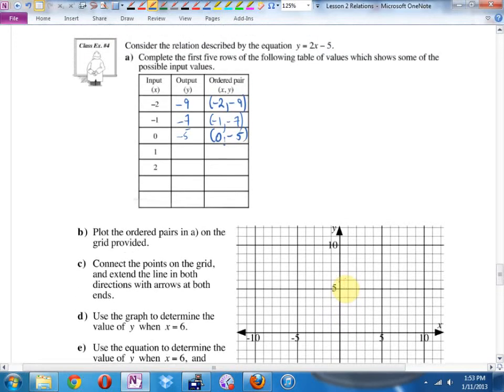Sam, what's the next input value they want me to use? 1. So let's put a 1 in here. 2 times 1? 2. Minus 5? Negative 3.